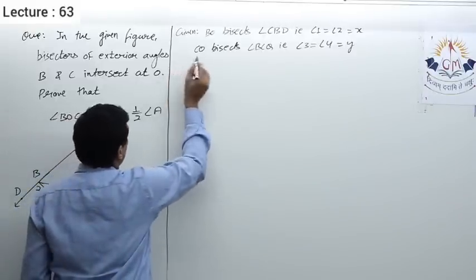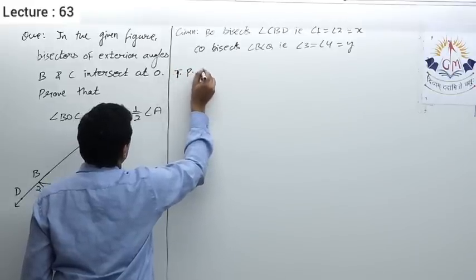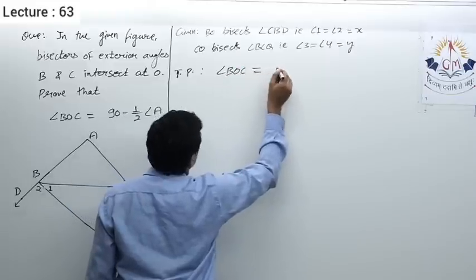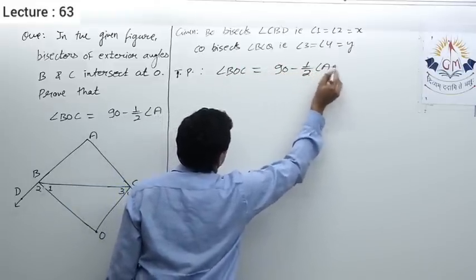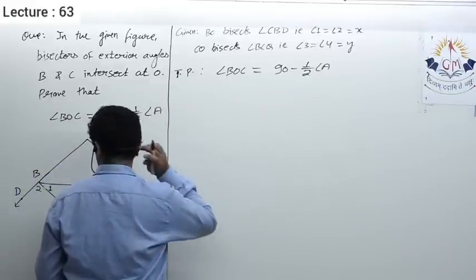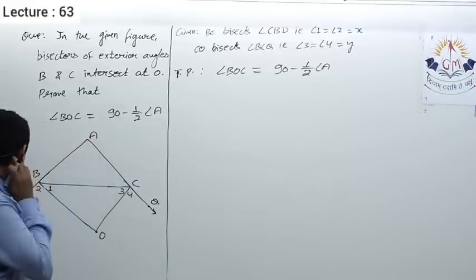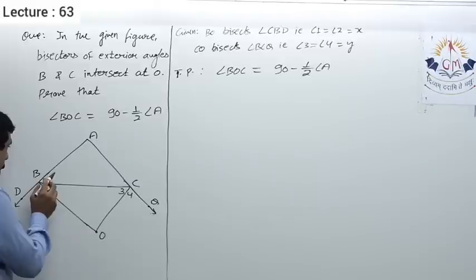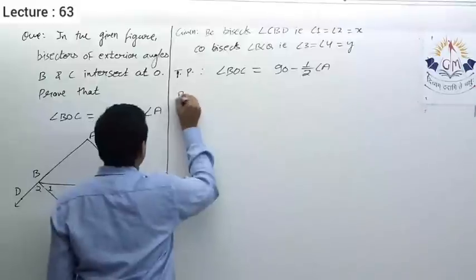So now let us see its proof, or before that I will write what we have to prove. Angle BOC is equal to 90 minus 1 by 2 of angle A. That I have to prove. So see, first of all, angle 1 plus angle 2, angle ABC. Okay, now let us see its proof.